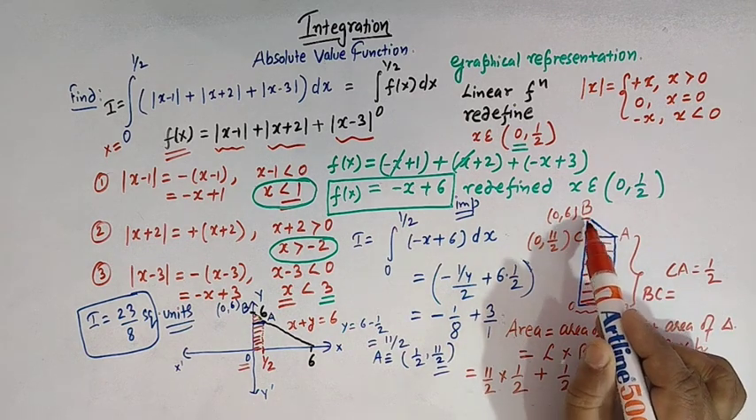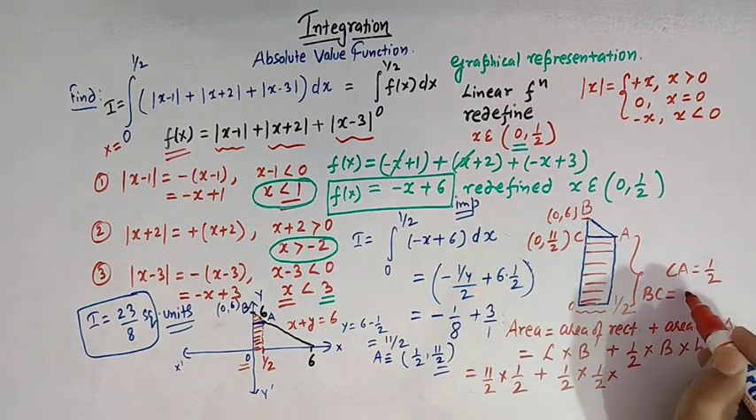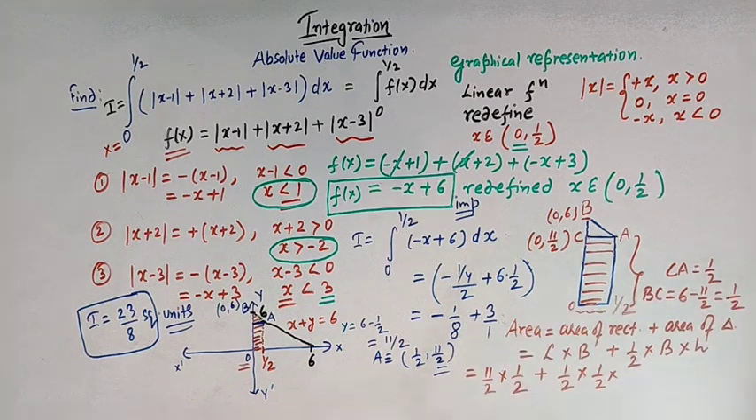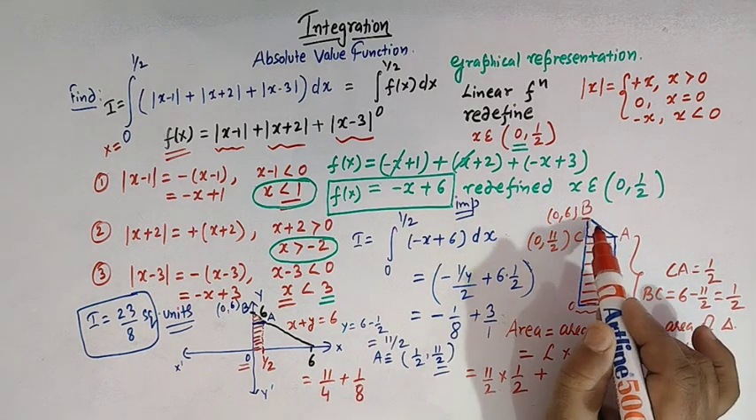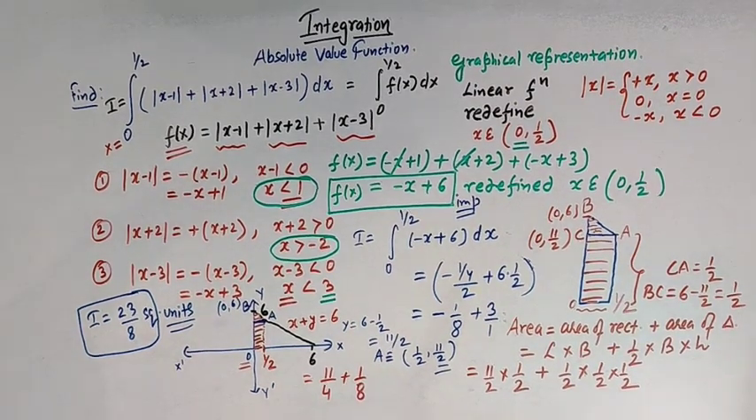So BC can be obtained by subtracting 11 over 2 from 6, right? So this is 6 minus 11 over 2. So this is 12 minus 11 over 2, that is half, right? So here we have half, right? So now we can add these two quantities. So we have 11 over 4, and here we have 1 over 8, right? So it means the area of this rectangle is 11 over 4, and the area of this triangle is 1 over 8.